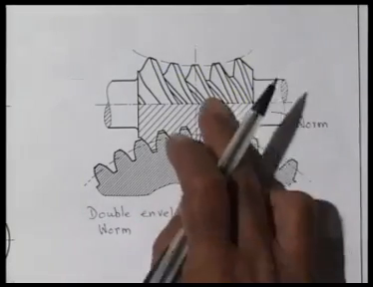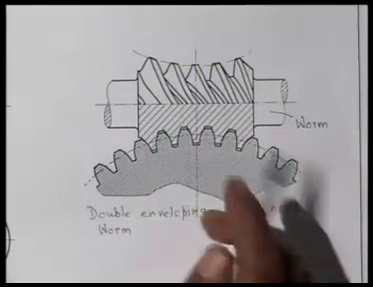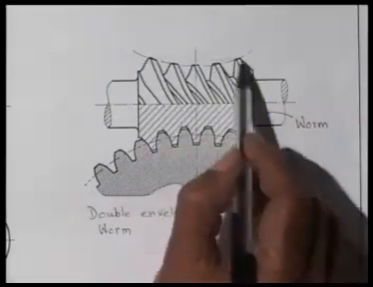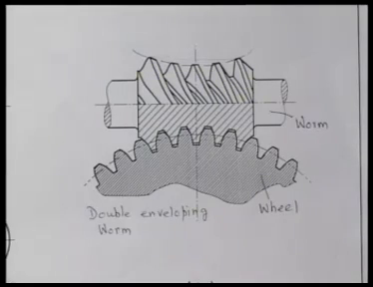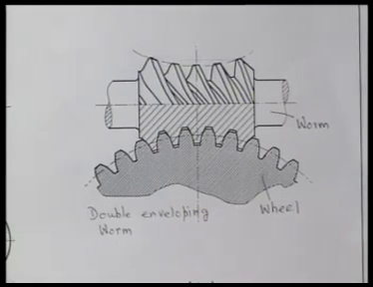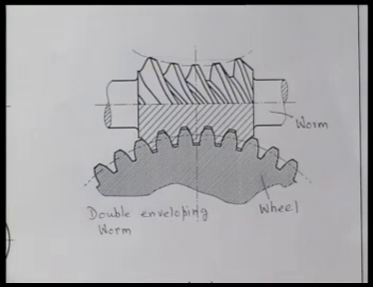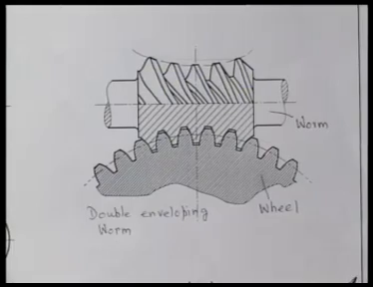This is nothing but a worm and worm wheel with a better design. We have, of course, the single enveloping worm, where the worm threads are straight. This curvature is not provided. This is obviously more costly. So there we conclude different types of gears, only a glimpse of different types of gears. We have discussed in detail the spur gears, and in our next lecture we will discuss the analysis of gear trains.